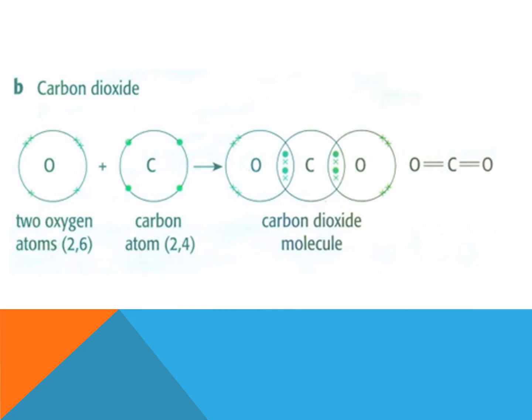So 2 electrons from oxygen and 2 from carbon form a double bond. And then on the other side, 2 of each form another double bond. So the formula for the molecule looks like O double bond C double bond O for carbon dioxide.